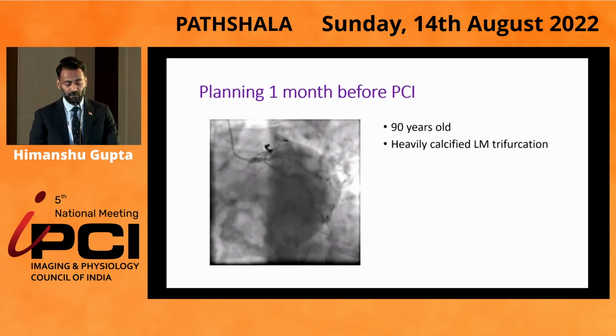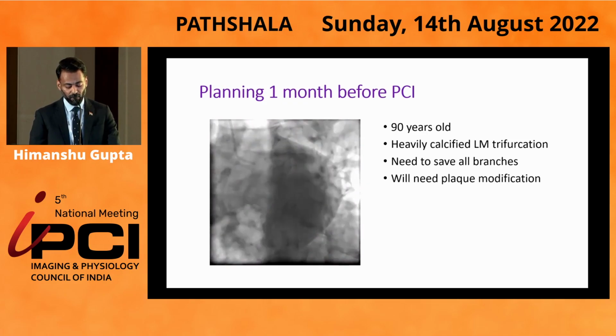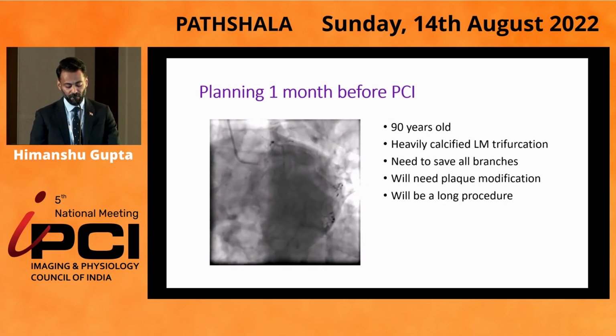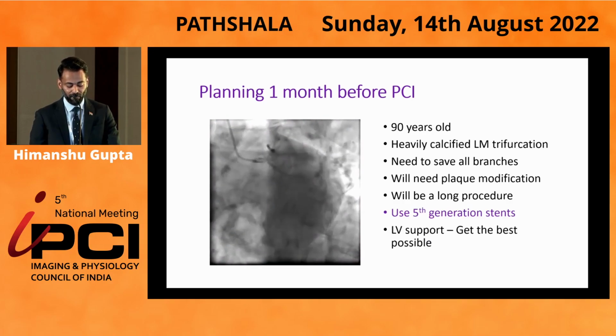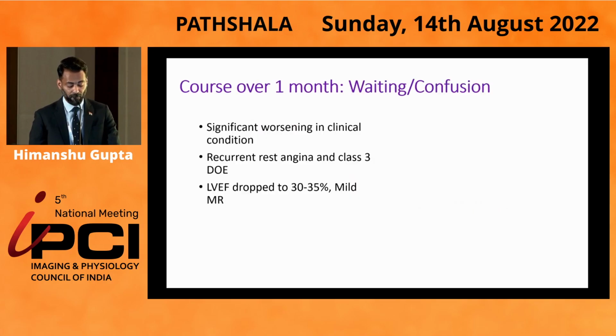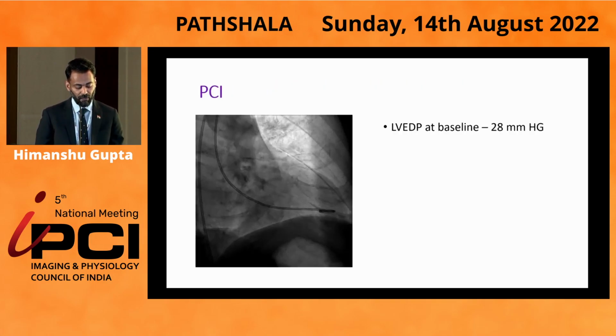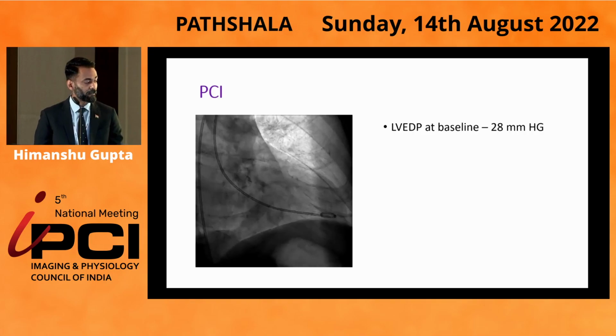He's a 90-year-old, heavily calcified, need to save all the branches, will need plaque preparation, will be a long procedure. We intend to use a 5th generation stent, and we use the best LV support that we can get. Over the month, he significantly worsened because of waiting and planning and all that, and he presented with class 3 dyspnea, EF dropped to 30%.